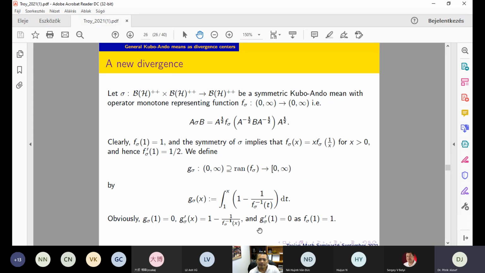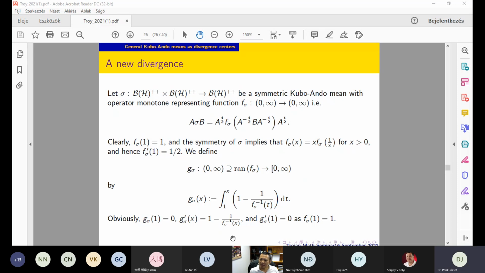Now I don't see why we use just symmetric Kubo-Ando means. From this, it seems to me that any Kubo-Ando mean is working. Yeah, I have the feeling like that. Maybe we just need to rewrite this for any Kubo-Ando mean, and then maybe that works. So we don't have to restrict. I don't see any reason why we restrict our consideration.